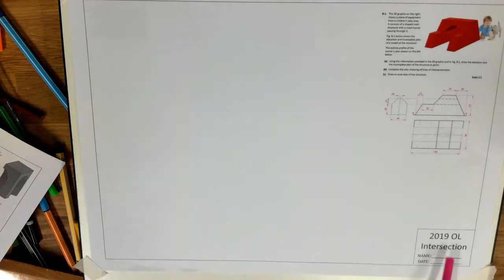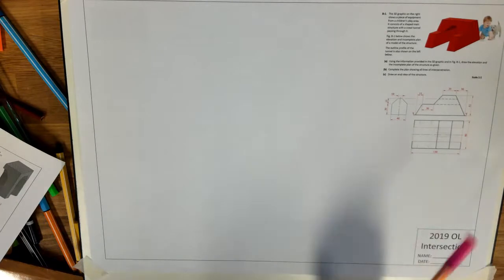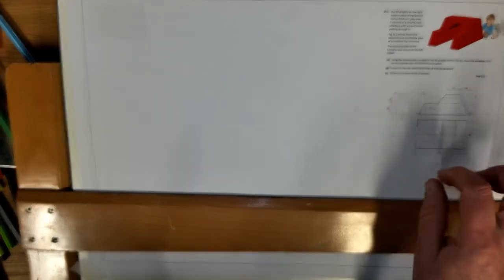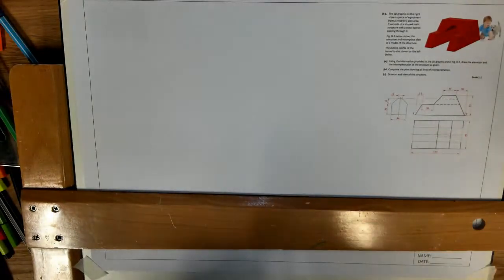So today's question is 2019 ordinary level intersection, and it's quite different to what we've been doing so far. Well, not quite different, but a bit different. The key difference is before this we were taking two objects and they went together.